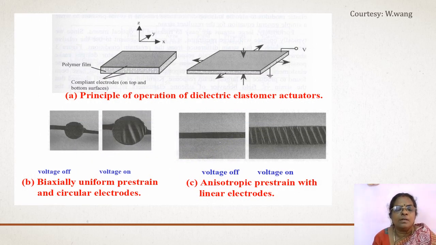So here are the examples. The first one, figure A, we have already seen. In B, we have seen another application. When the voltage is off, the ball size is small. When the voltage is on, when current is on, it enlarges, it changes in size, right? A circular electrode is used here. Here, a linear electrode is used in figure C. See, before the voltage is applied and after the voltage is applied. So it finds varied applications.